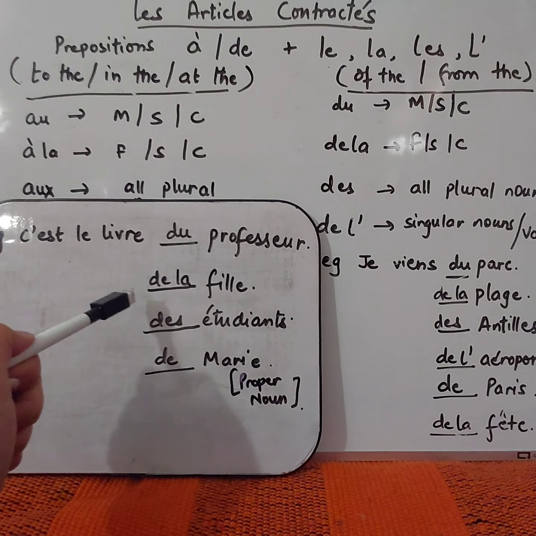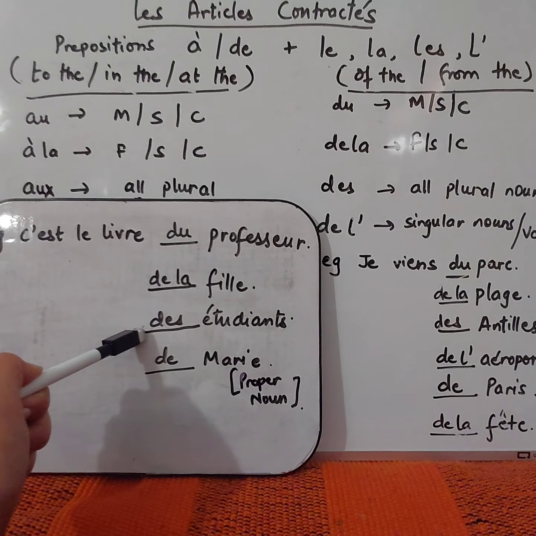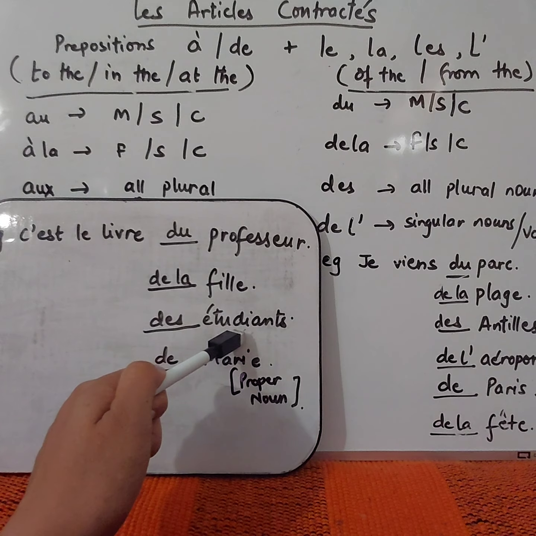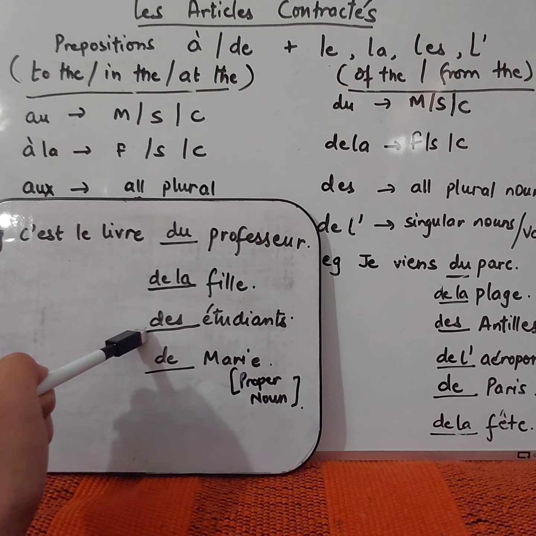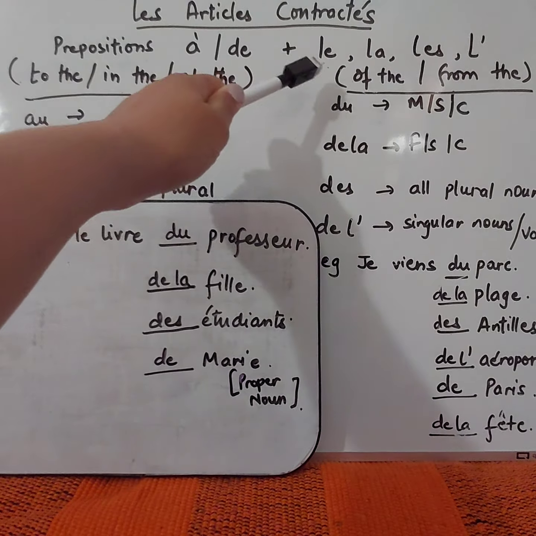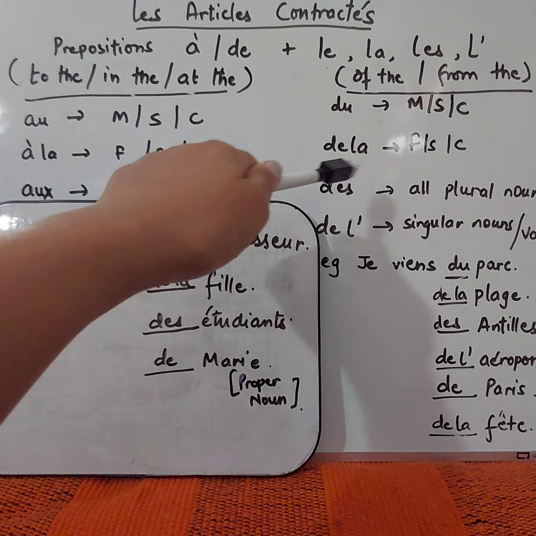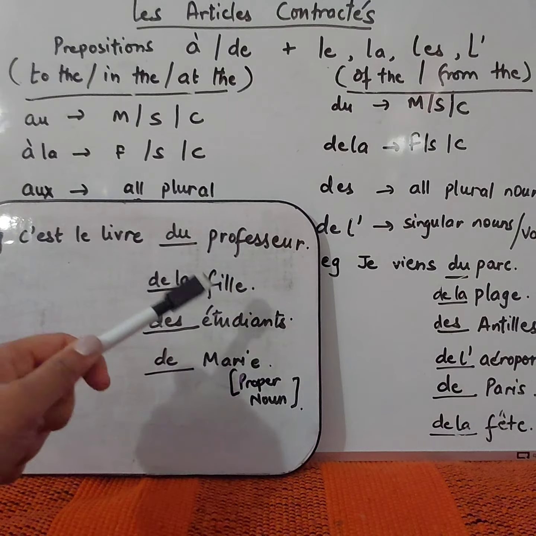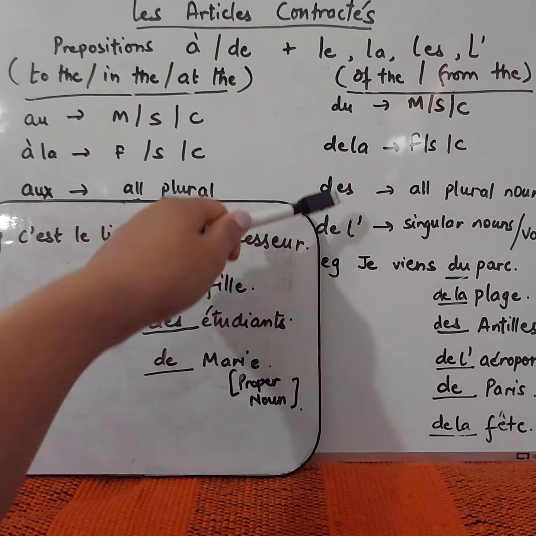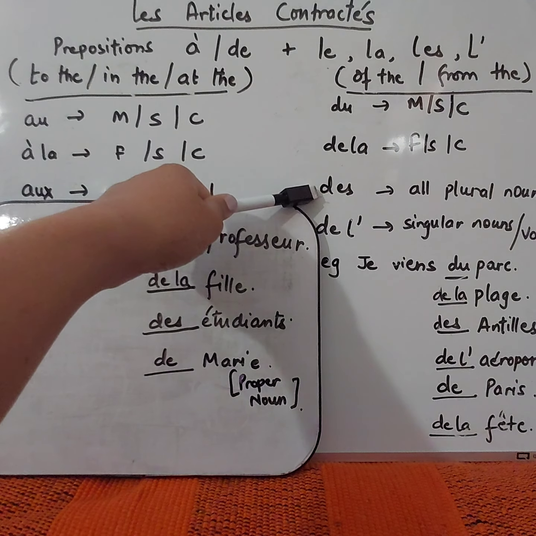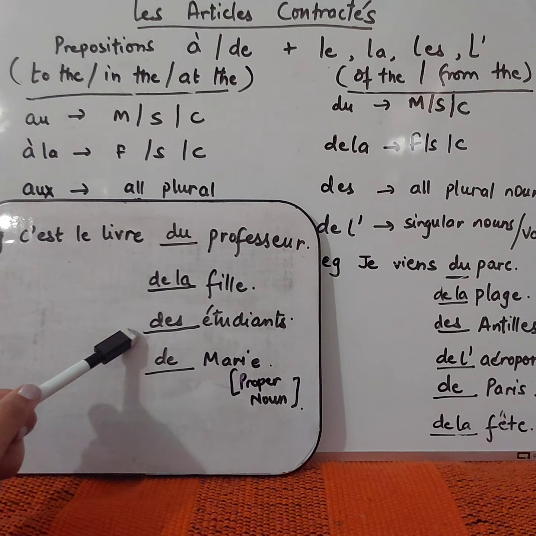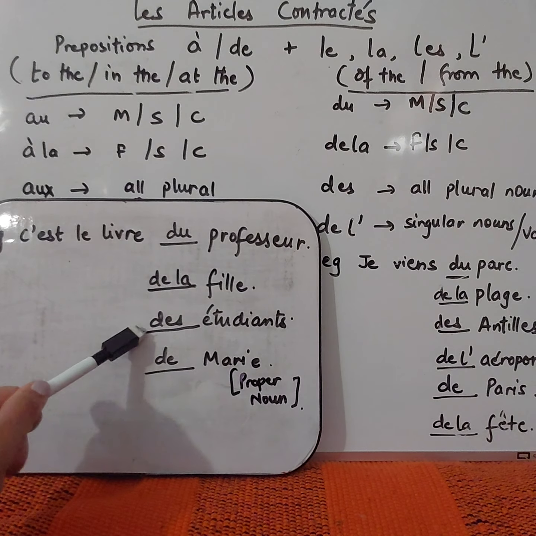Similarly, this is the book of the students, right? Now students, again I have to write "of the", right? So for writing "of the", I will again take the category du, de la, des, l'apostrophe, right? Students is a plural noun. So for all plural nouns, I take des. So I'll write c'est le livre des étudiants. This is the book of the students.